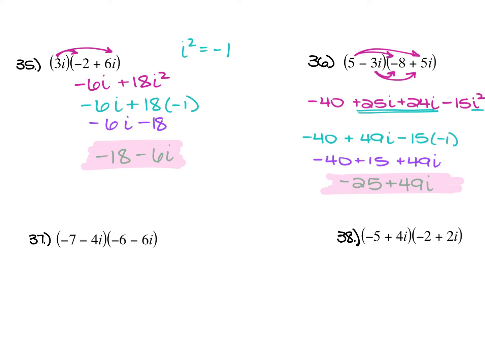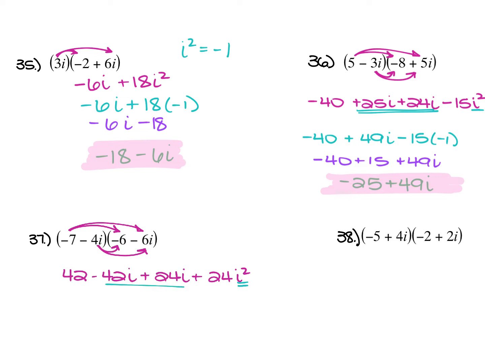For number 37, we have negative 7 minus 4i times negative 6 minus 6i. So the negative 7 times negative 6 is positive 42. Negative 7 times negative 6i is positive 42i. Negative 4i times negative 6 is a positive 24i. And negative 4i times negative 6i is a positive 24i squared. Once again, we're going to change out that i squared and combine like terms.